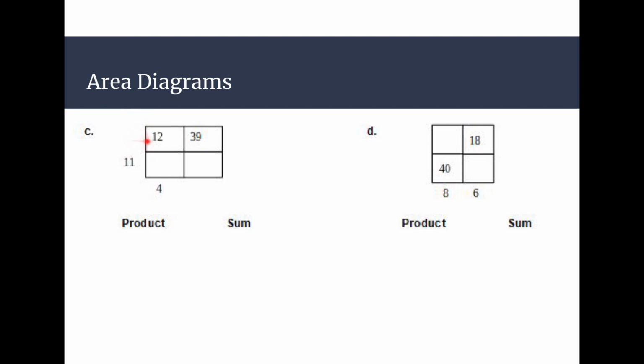So if I'm trying to find this number here, I know that I have to do this times this to get 12. And we know this is a 4. So what 4 times what equals 12? That has to be a 3. So we know a 3 has to go there. So 4 times 11 to figure out that one is going to be 44.